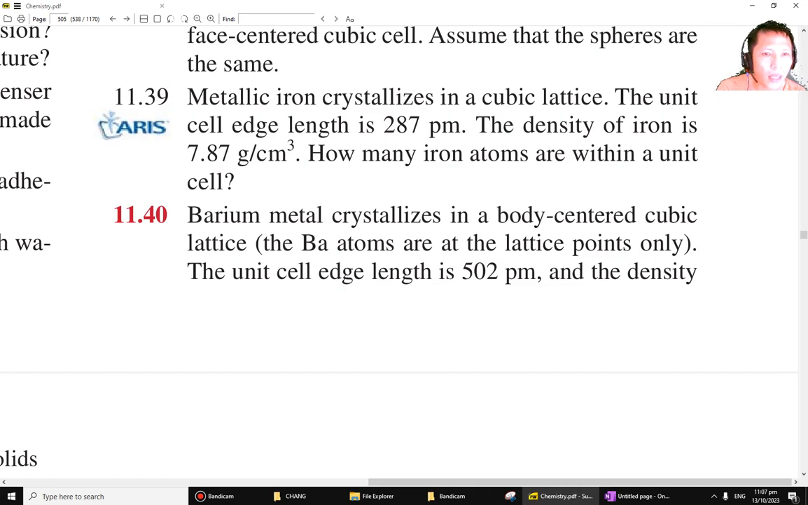11.40: Barium metal crystallizes in a body-centered cubic lattice. The barium atoms are at the lattice points. The unit cell edge length is 502 picometer.